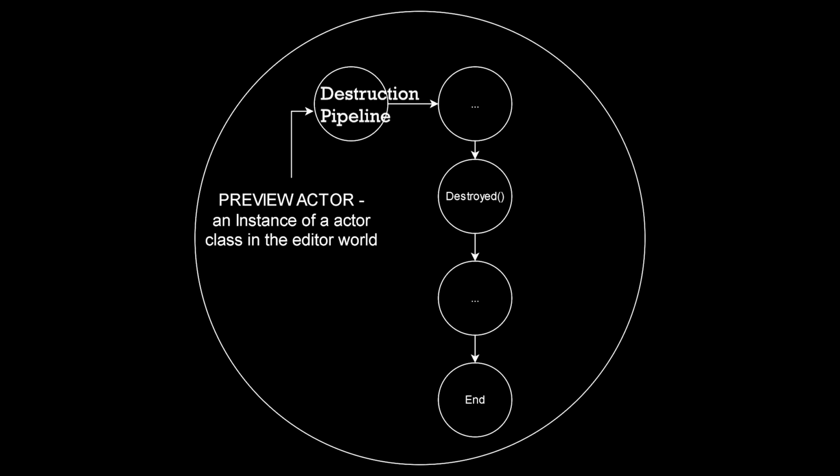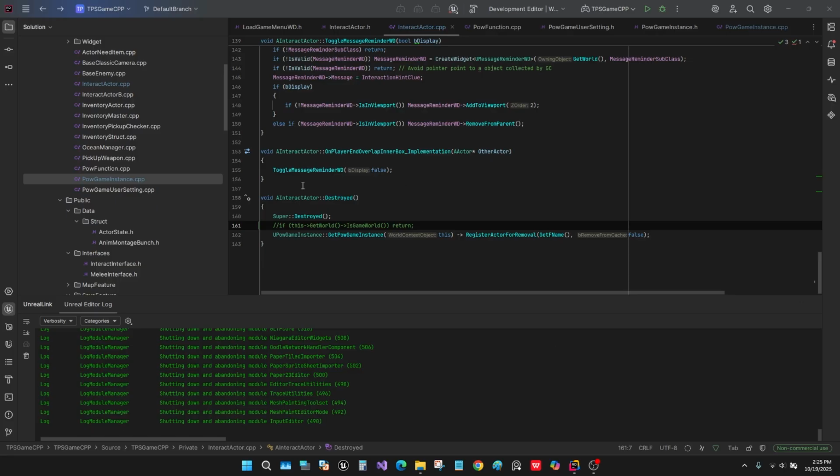So when overriding the Destroyed function, it needs to be handled to avoid accessing objects that only exist at runtime, causing the editor to crash. For example, with my code, here I check to see if the world is not a game world, then return early to avoid accessing the game instance.